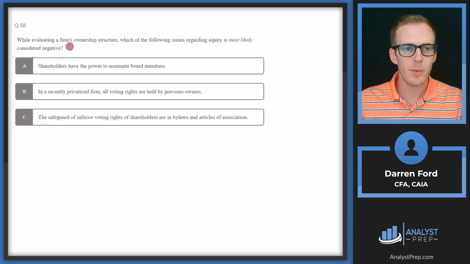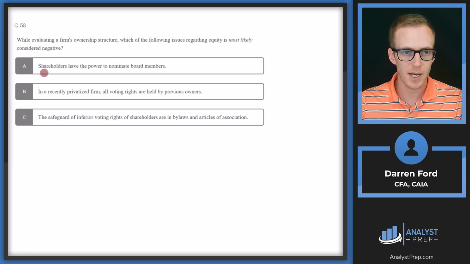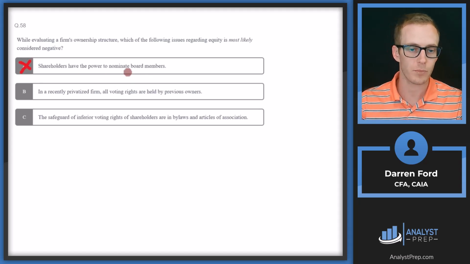Answer A. While evaluating a firm's ownership structure, which of the following issues regarding equity is most likely considered negative? Is it A, shareholders have the power to nominate board members? This doesn't sound like a negative, that sounds like a positive. If shareholders can nominate board members, they can advocate for running the company in a certain way, whether that's better or in a way that benefits shareholders.